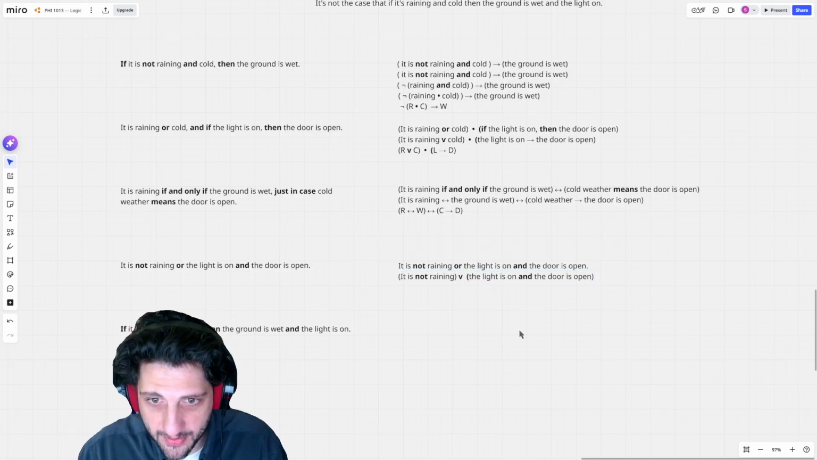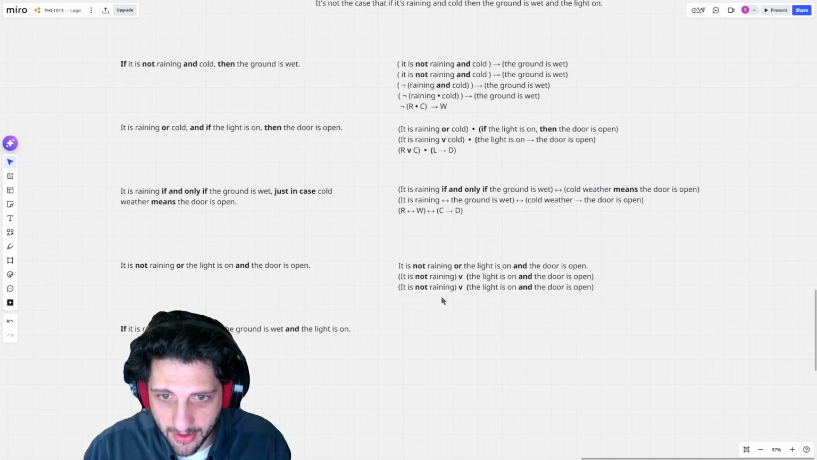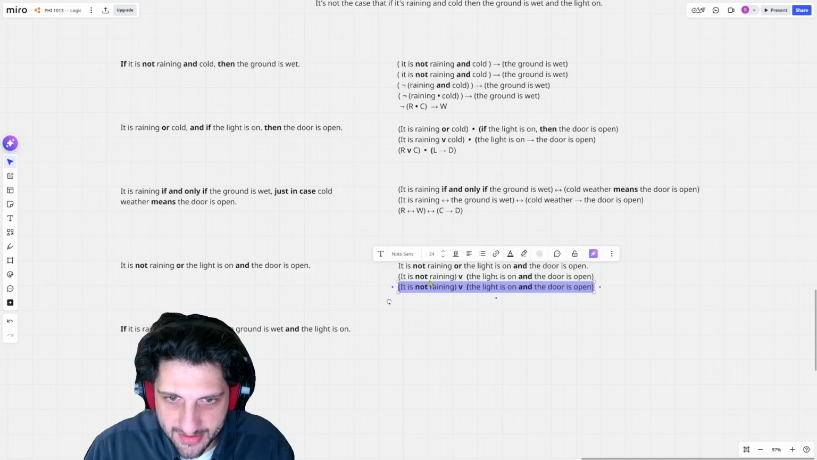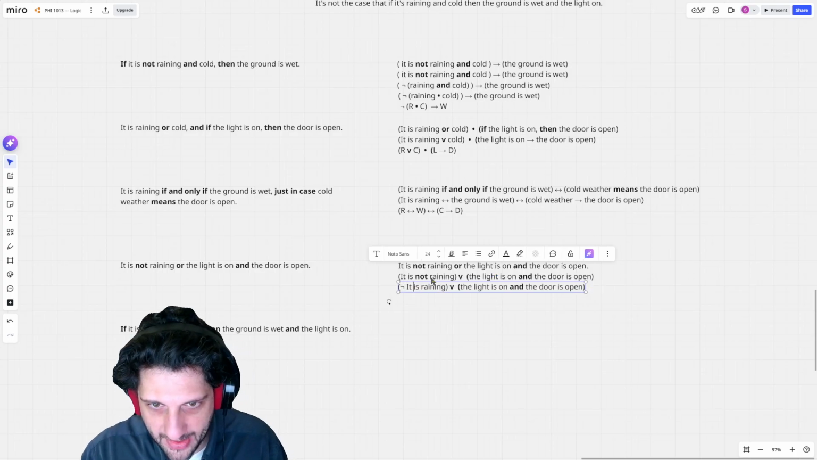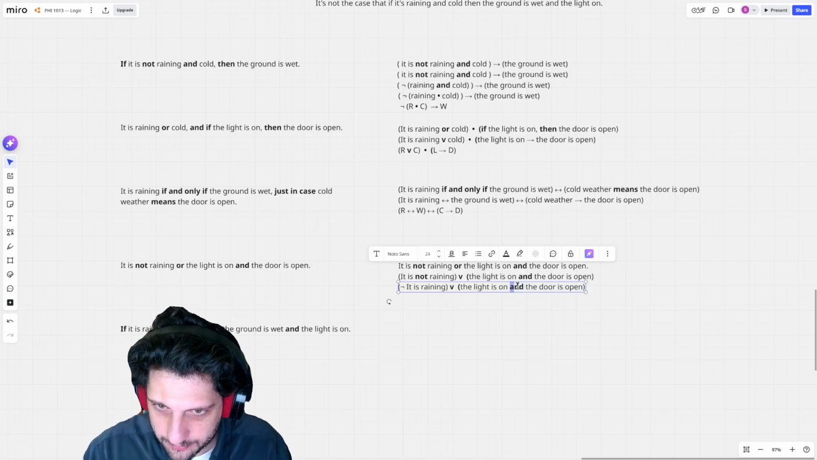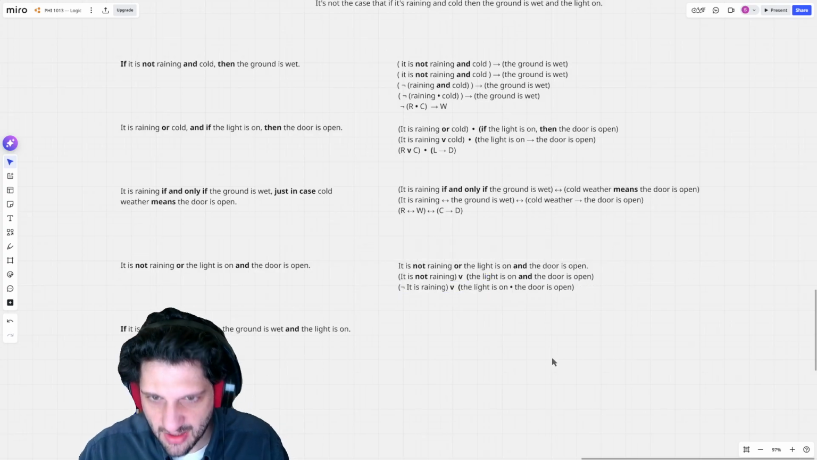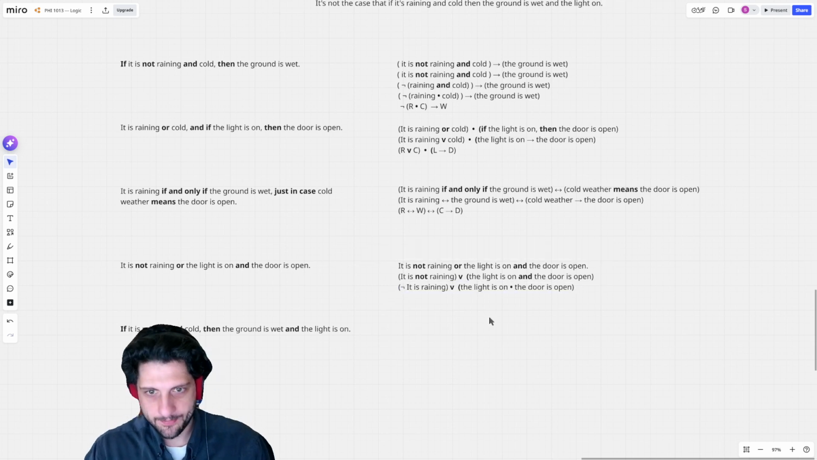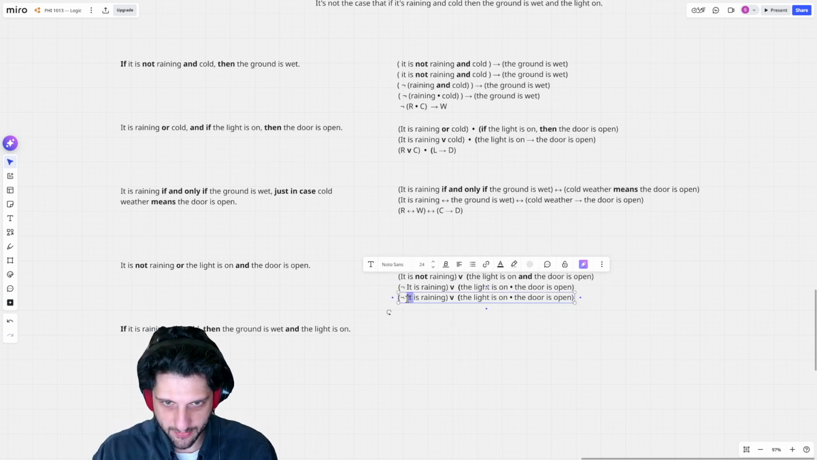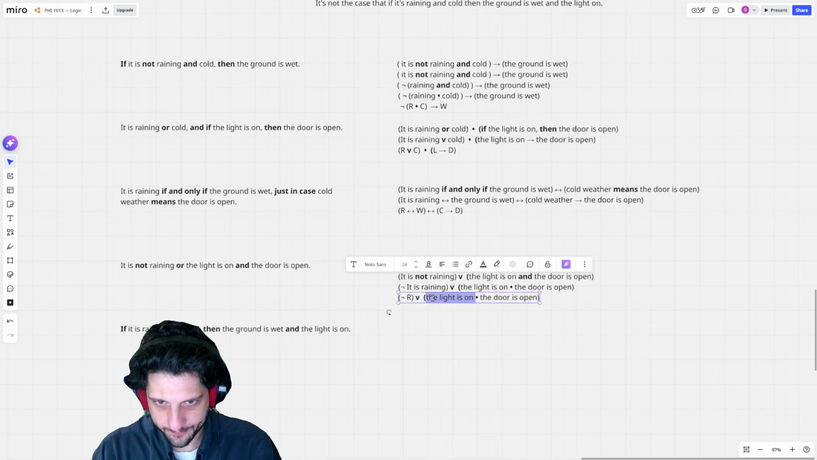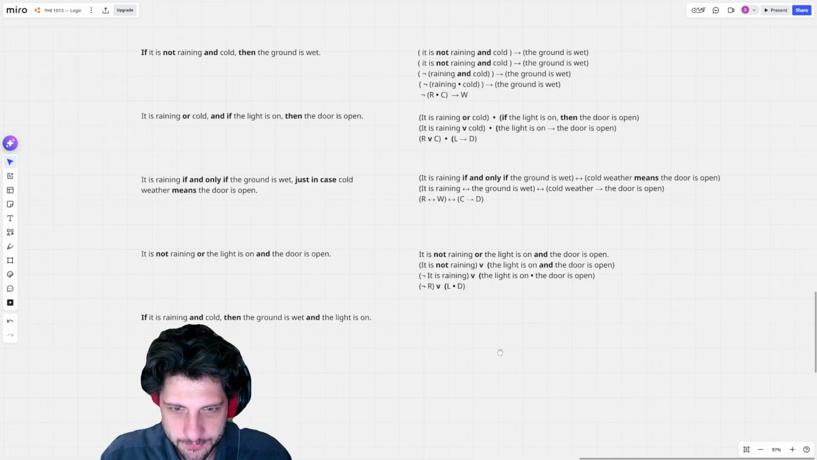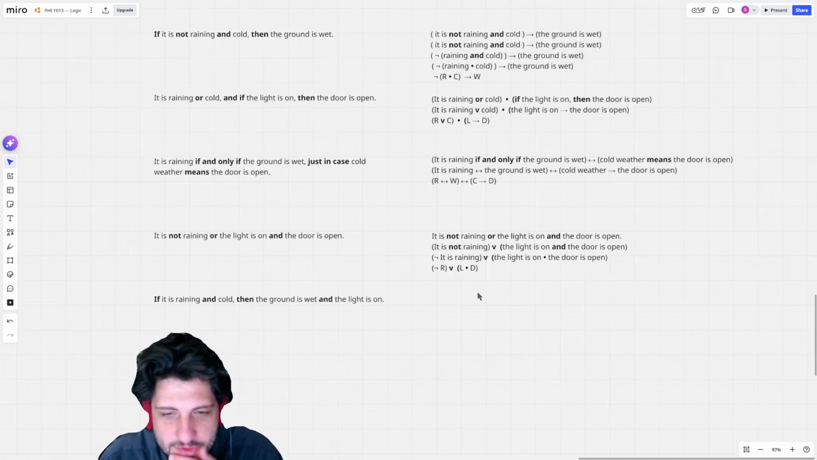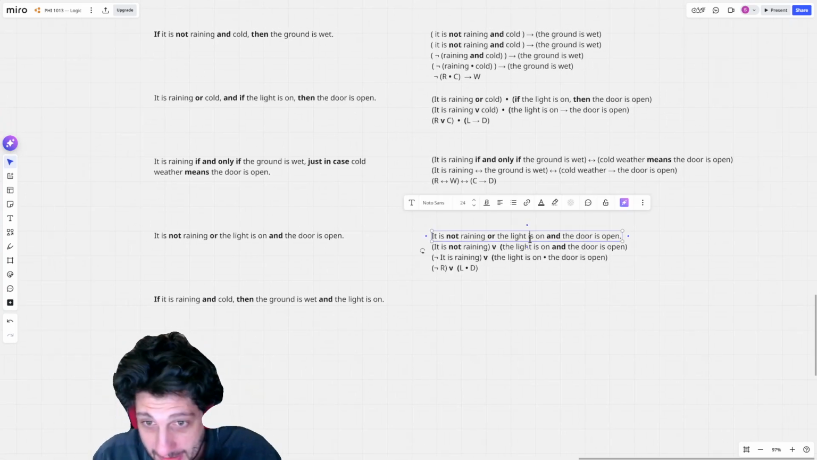And then, of course, once I identify which of those operators is the main one, now we're off to the races, right? Now I can just say, okay, take this not and put it right here. It is not raining, or the light is on and the door is open. And then I can just replace with my variables. Raining, the light is on, the door is open.